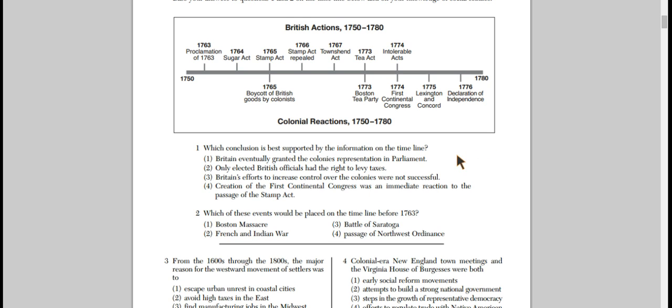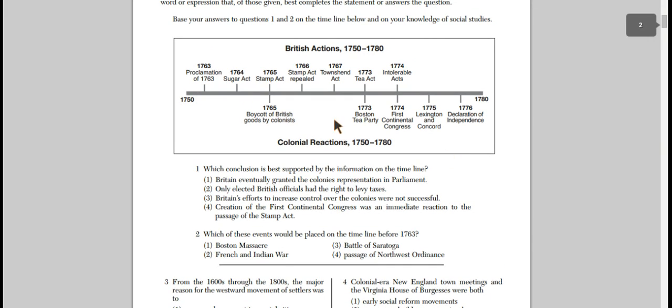Today's lesson is from the June 2014 Regents exam, and I'm going to talk to you not only about content, but about some strategies. So if you look here, it says base your answers to question 1 and 2 on the timeline below and on your knowledge of social studies.